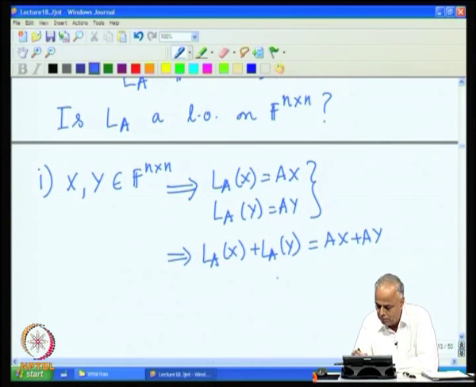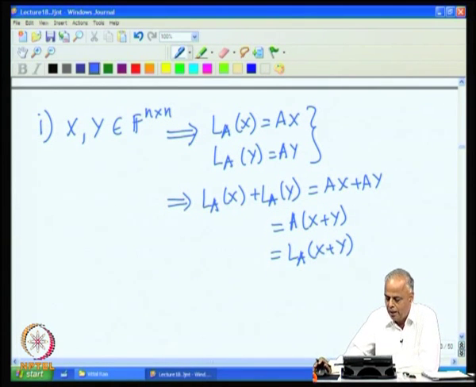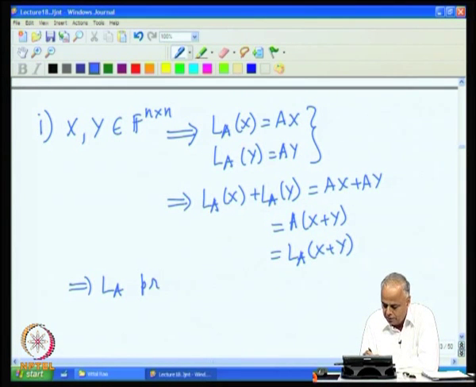Again, matrix multiplication is distributive, so it is A times (X plus Y). X is n by n, Y is n by n, therefore X plus Y is n by n. So, whenever we take an n by n matrix and pre-multiply it by A, it boils down to taking LA of that. Therefore, we have LA of X plus Y is LA of X plus LA of Y. So, that says LA preserves addition.